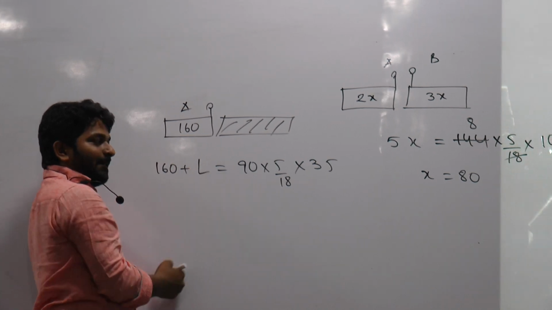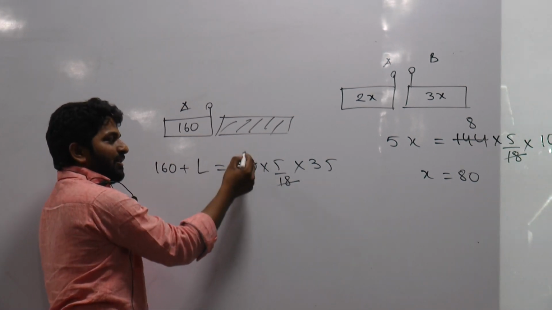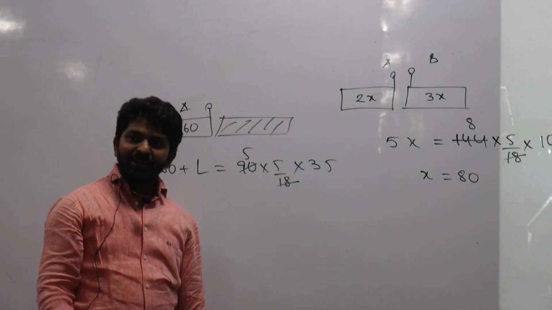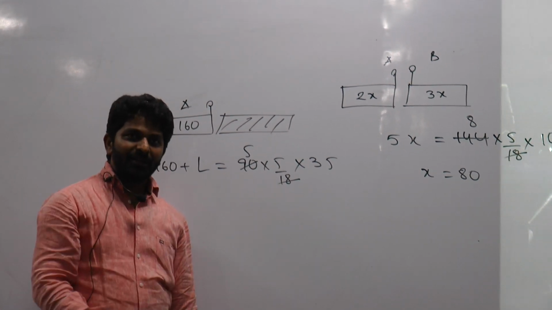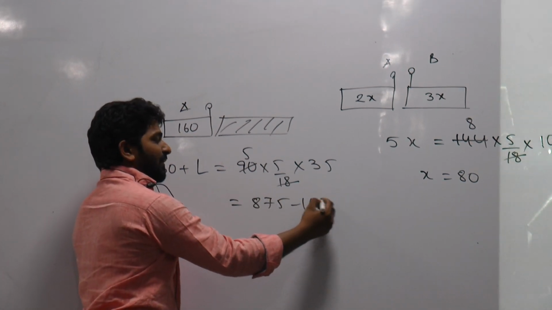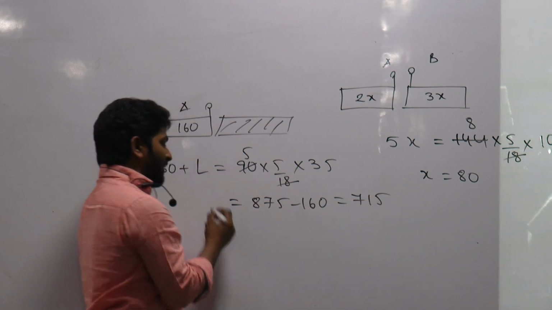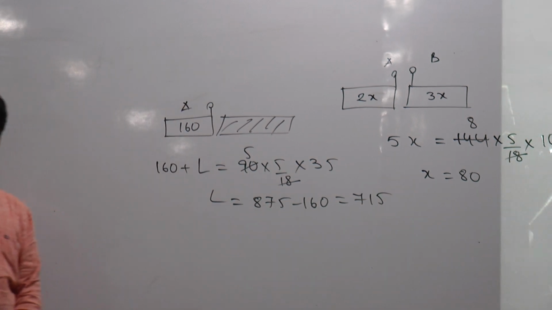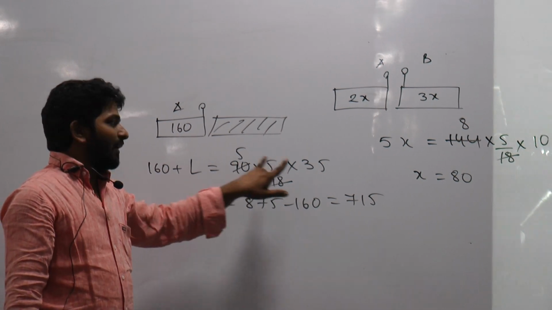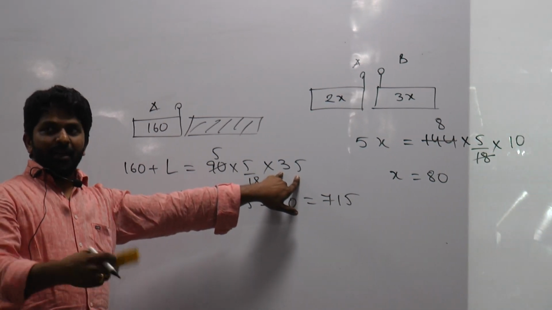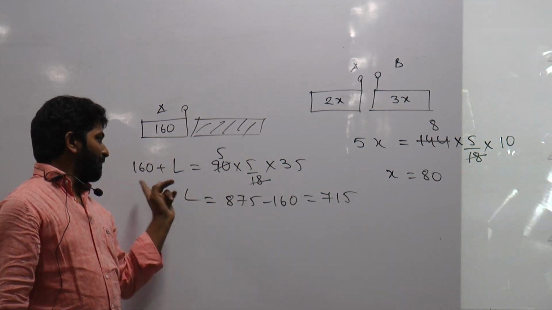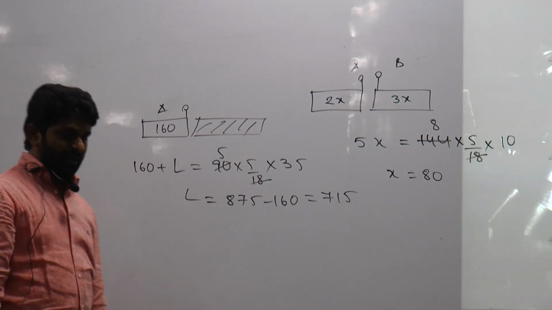So let it be L. 18 how many times? 5 times. 25 into 35. Treat 25 as 30 minus 5, and this as 30 plus 5. A plus B into A minus B, 30 square minus 5 square. 900 minus 25, 875. 875 plus 160 goes to the right hand side and becomes minus. 875 minus 160 is 715. Length of platform is 715.